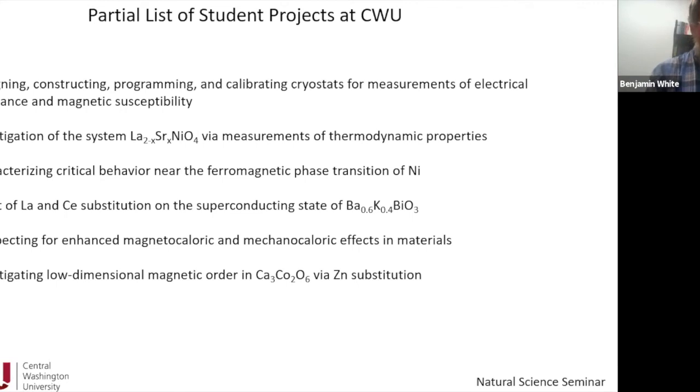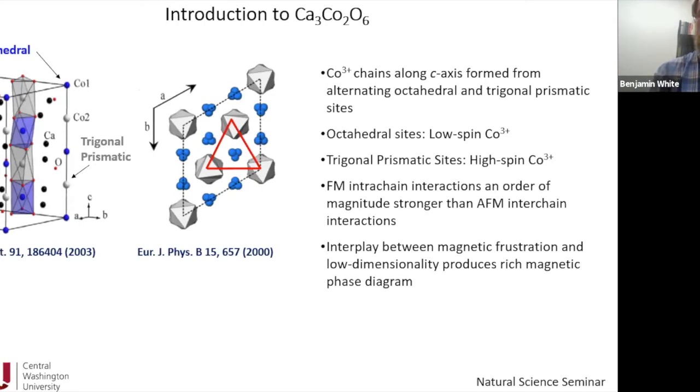And then the one I'll go into just a little bit more is investigating low dimensional magnetic order in Ca3Co2O6, calcium-3 cobalt-2 oxygen-6, with zinc substitution. So I'll zip through it because we're running a little low on time. But basically, here's the idea. Ca3Co2O6 has a crystal structure that looks like this. We call it a low-dimensional magnetic system because the cobalt ions form themselves in these chains that run up the c-axis of the crystal structure.